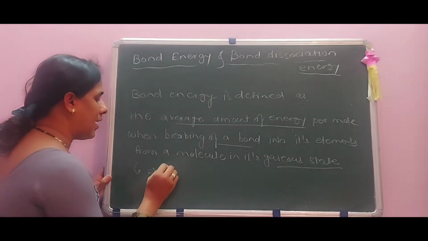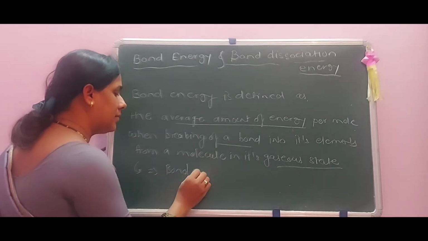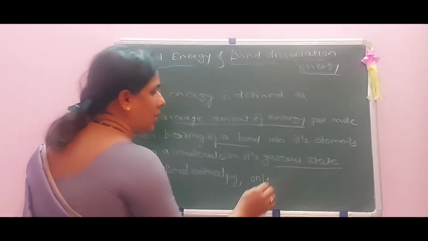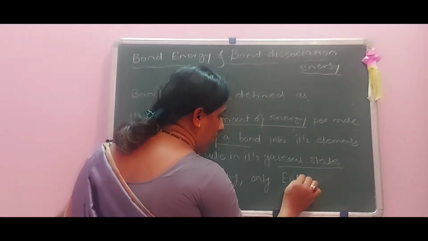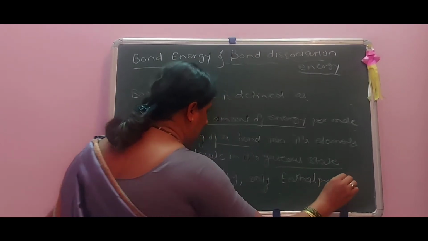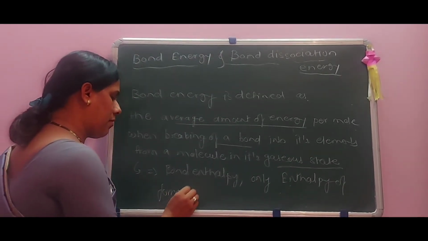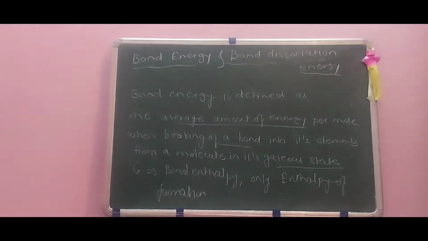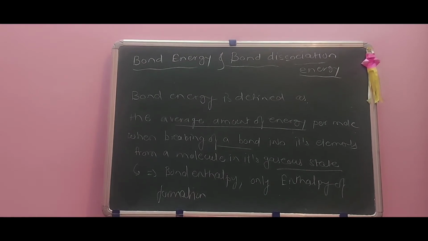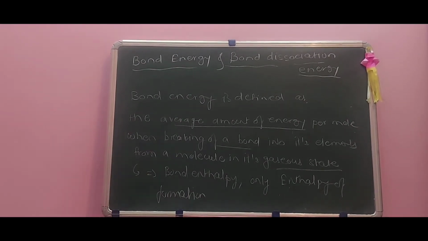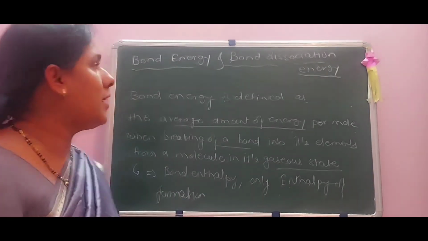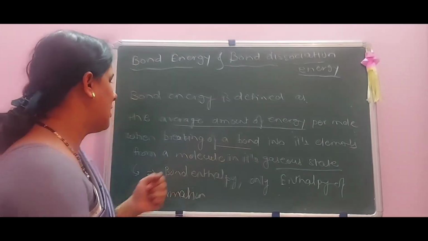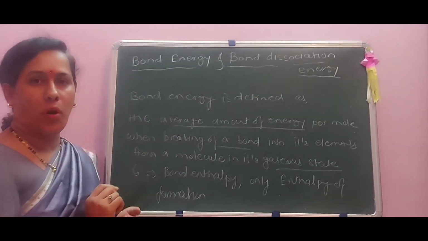This is also called bond enthalpy, or enthalpy of formation. Okay, now see here. Now we have to calculate along with this bond energy and bond dissociation energy. This is the definition of the bond energy.